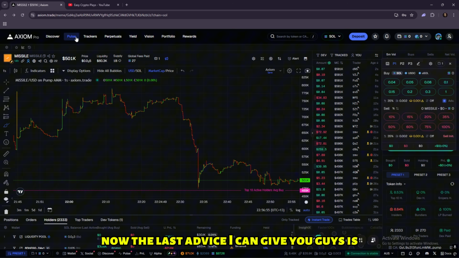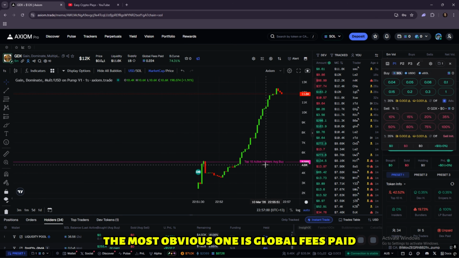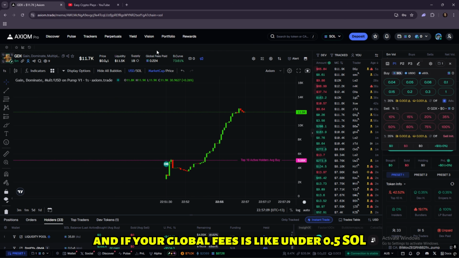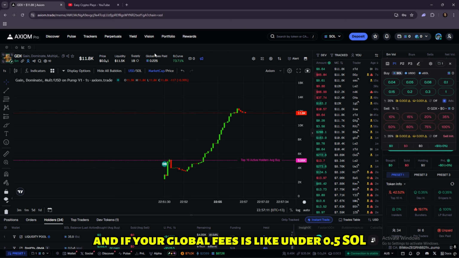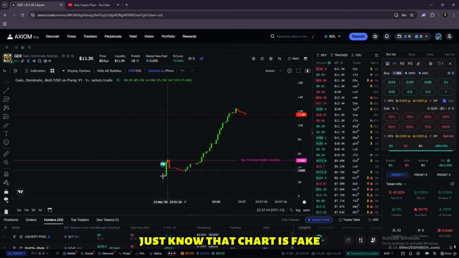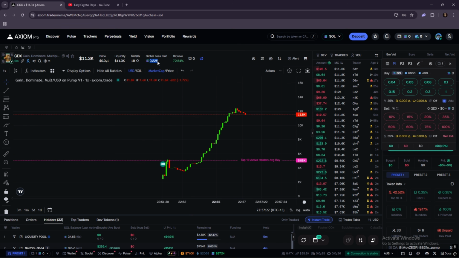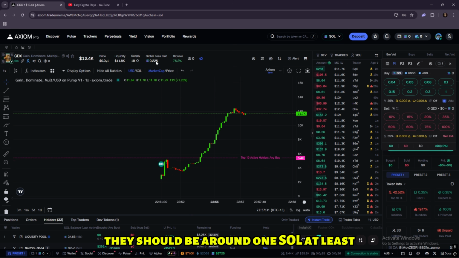Now the last advice I can give you guys is the most obvious one, which is global fees paid. If you open up a chart and your global fees is under 0.5 Sol, just know that chart is fake. You can see a chart like this that's just consistently going up only has 0.25 paid in fees. This is way too low. The fees have to be higher. If the coin's at around 11k market cap, this should be around 1 Sol at least.